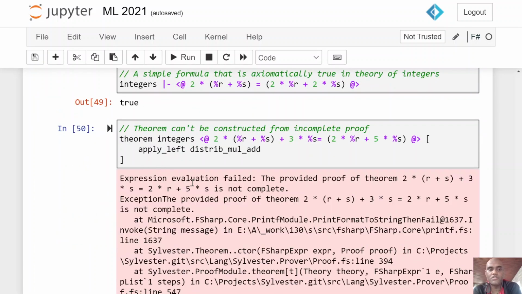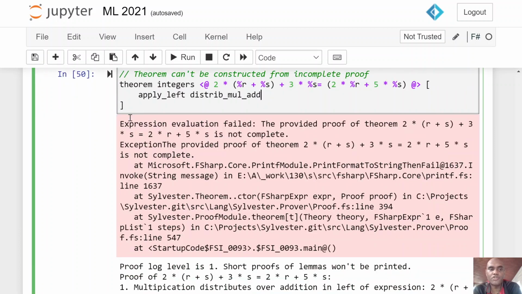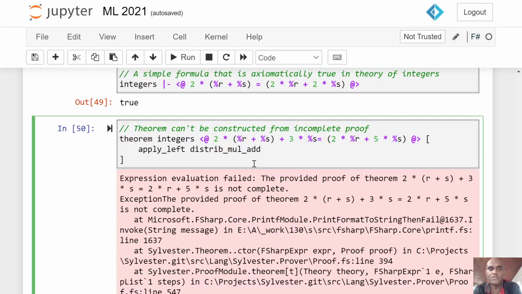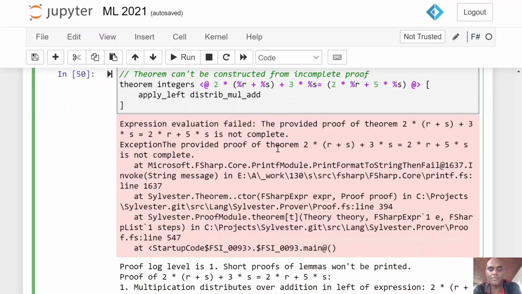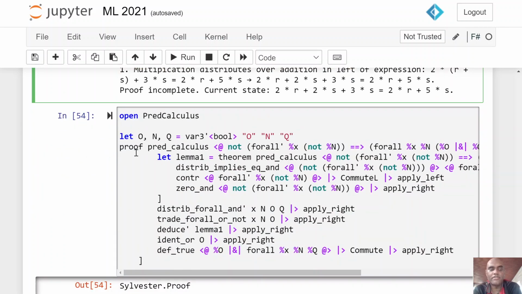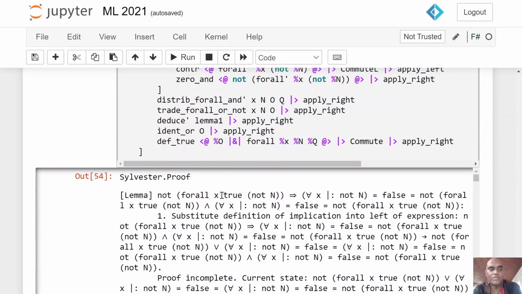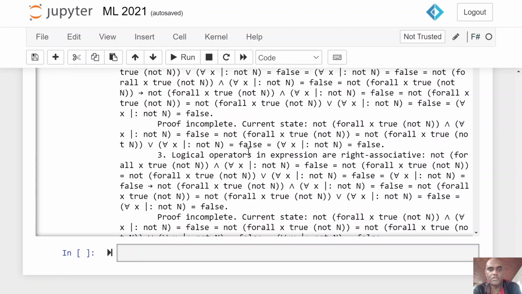We can try another proof of a simple integer formula, but in this case, if we don't complete the proof, then we can't construct a theorem. So this throws an exception, just like LCF theorem provers do if we don't provide a complete proof. And this is another theorem, in predicate calculus. This is a longer theorem that shows more of the features of SELF, different tactics and rules, and lemmas and things like that. So this is a much longer proof.